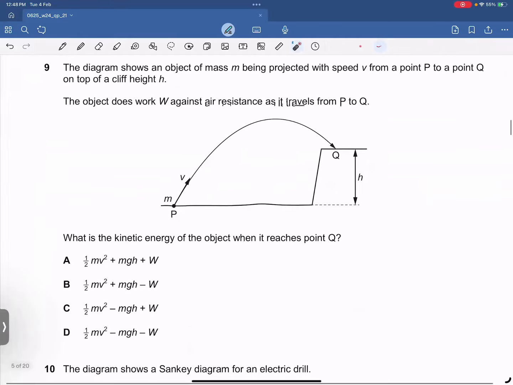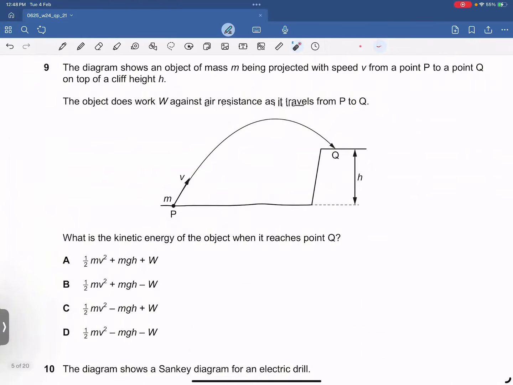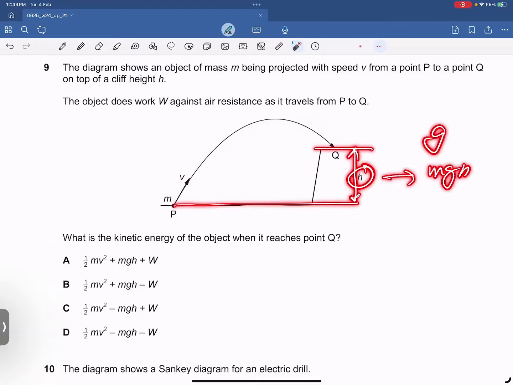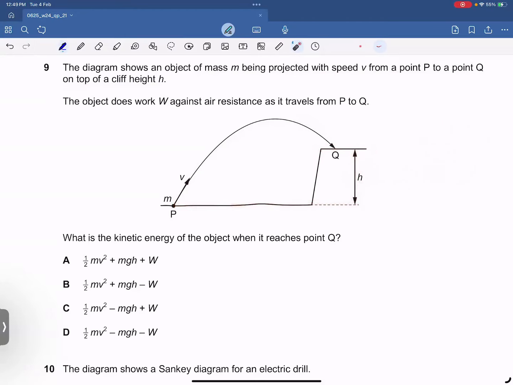Question 9, the diagram shows an object having mass m being projected with the speed v from a point P to a point Q with the height h. So it goes this way. So the change in height is h, which will be used to calculate mgh, the GPE. Okay, so what is the kinetic energy of the object when it reaches Q? The principle of conservation of energy we are going to apply.